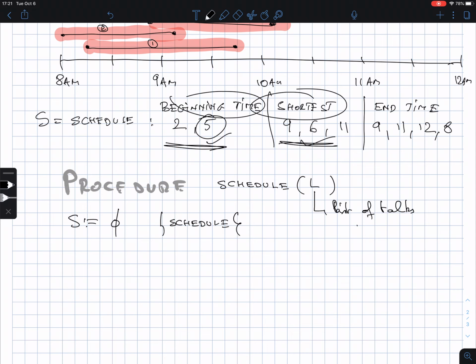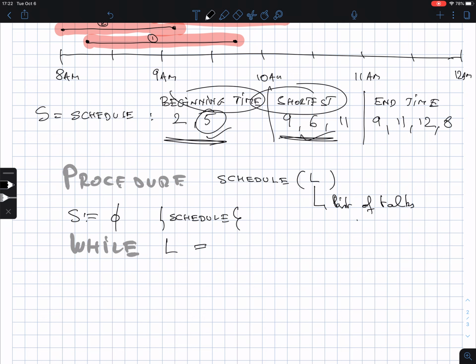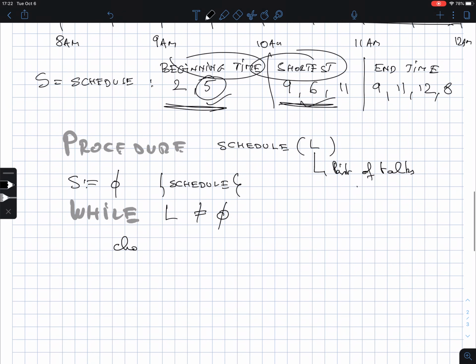And so what I'm going to do now is try to find talks that are compatible using my greedy strategy. So as long as there are talks available, so as long as L is not empty, I'm going to choose a talk T in L with the earliest end time.